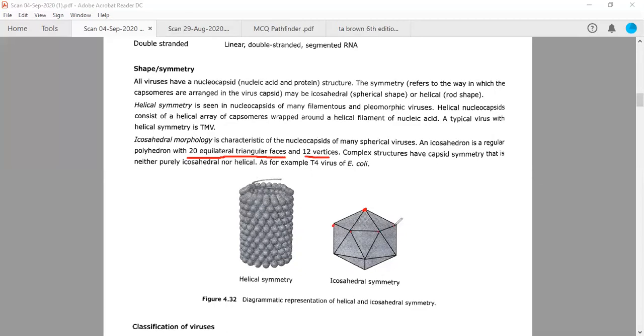So 1, 2, 3, 4, 5, 6, 7, 8, 9, and on the other side 10, 11, 12, right? So they have 12 vertices. And if you count these triangles also, 1, 2, 3, 4, 5, 6, 7, 8, 9, 10, and the rest 10 on the other side. Therefore, they have 20 equilateral triangular faces. So this is the basic characteristic of these icosahedral viruses.